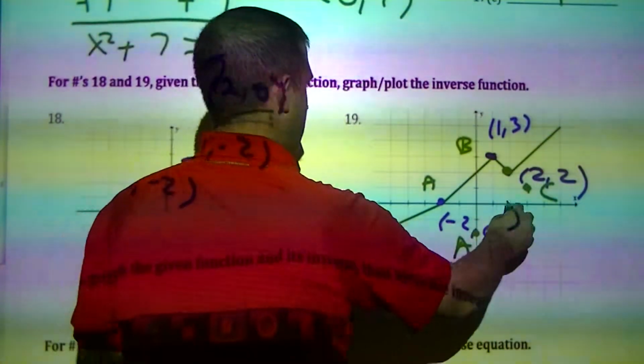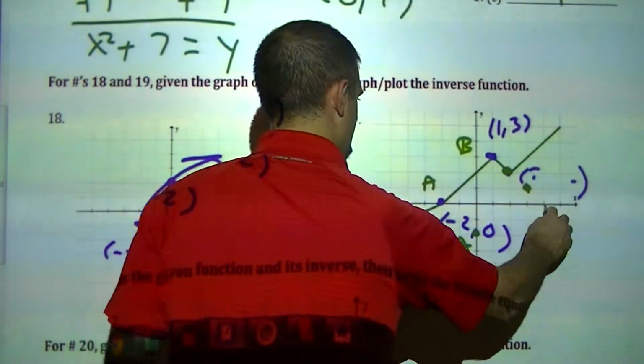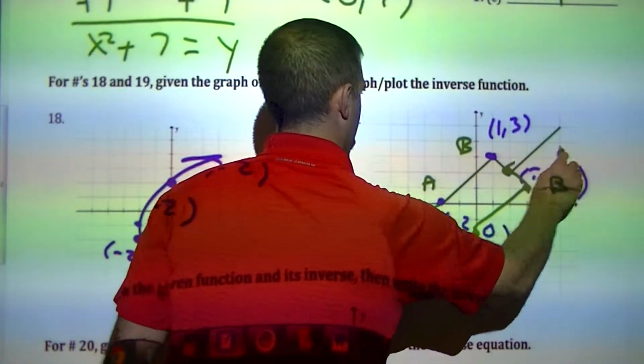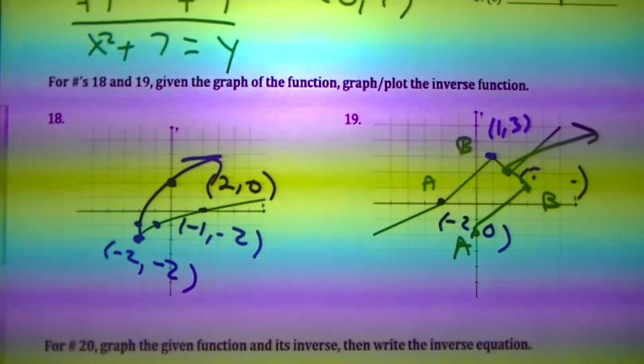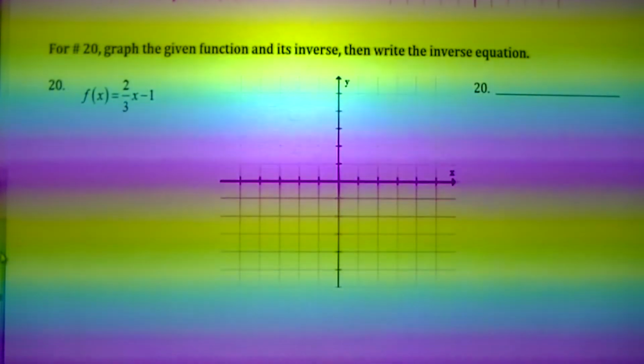All right, my new B is right here. It's gonna be here. All right. So I'm gonna go this way, this way, this way. Okay. All right, close enough. As long as you label the points. All right. Number 20. All right.